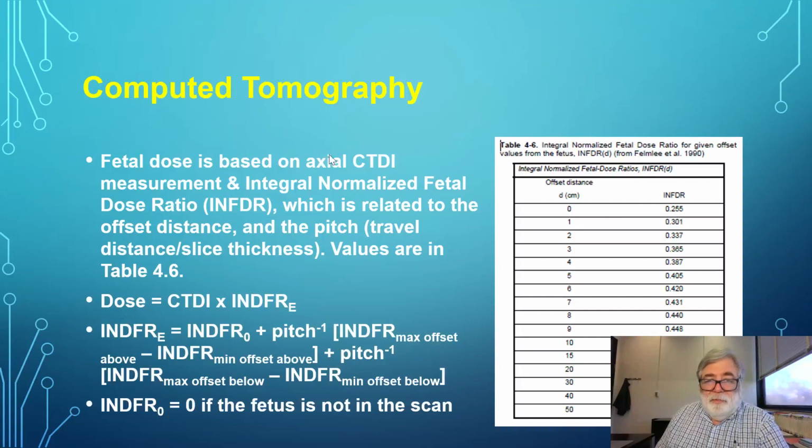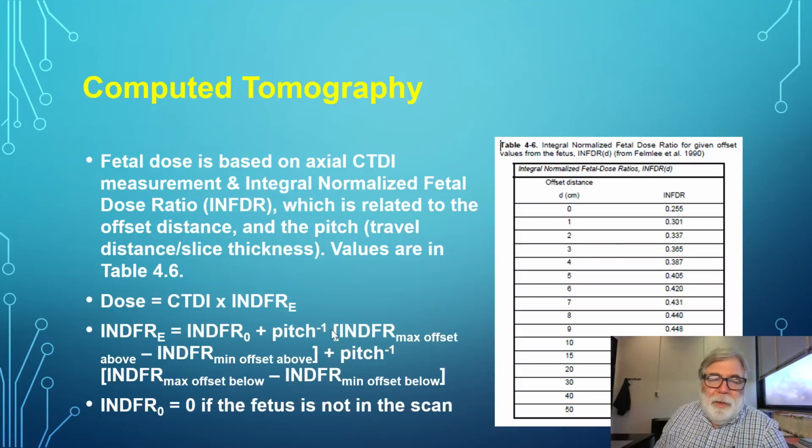So the dose is our axial CTDI times what's called the INFDR effective, the effective INFDR. I've got to fix all these slides before I give them to you, so you'll have a clean set in the contents on Blackboard. Now, what is the effective INFDR? It accounts for, as I said, all the scatter due to slices that are next to or nearby the fetus. And here's the formula, and here are the INFDR parameters, so those are the values of them.